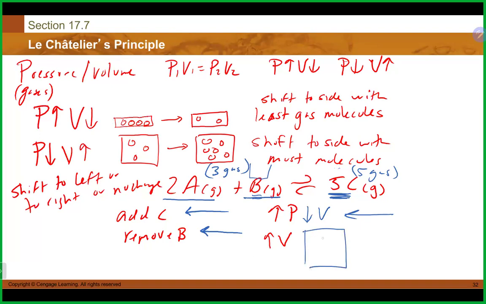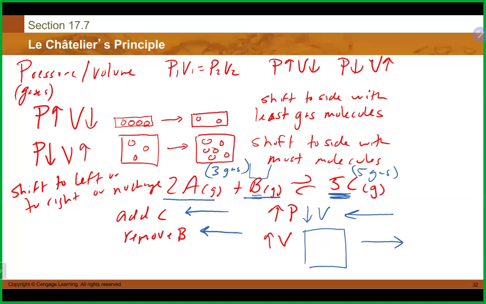And again, in that bigger volume, the way you can remember it is you need to fill it up. So you need a lot more gas molecules in there to fill it up. And in this case, it would actually go to the right. Questions on any of those there?